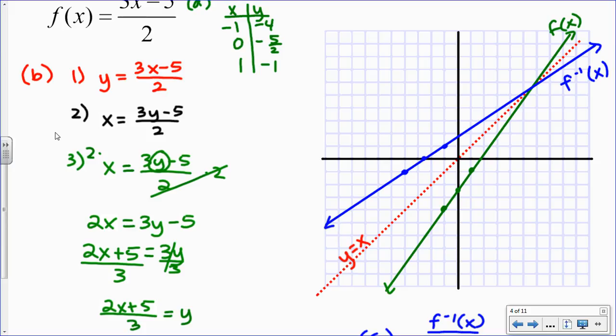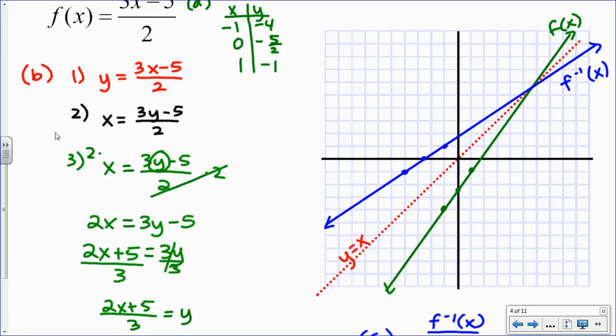Yes? So is the parent function the line of reflection? No. The parent function would be like f of x. But the inverse is a reflection over that line y equals x.